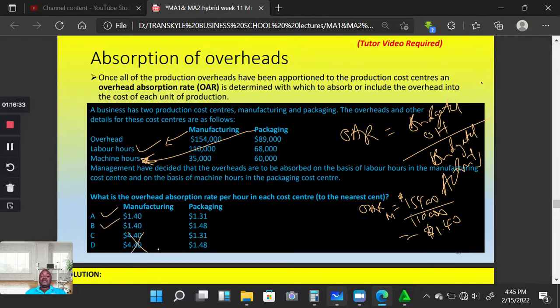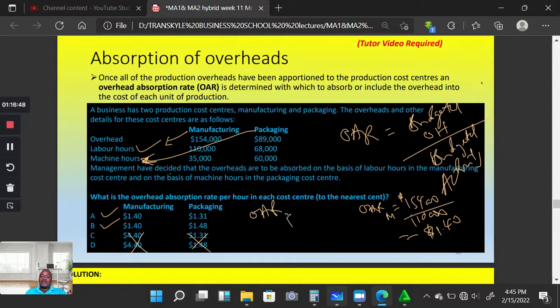These ones we just have to ignore. In an exam, under exam pressure, you just have to eliminate. So our answer is A or B. So do the last part, the OAR for the packaging.